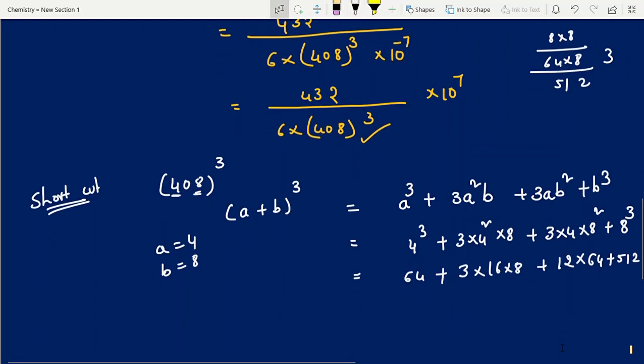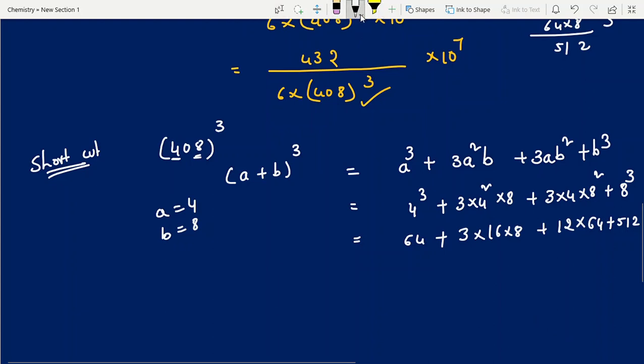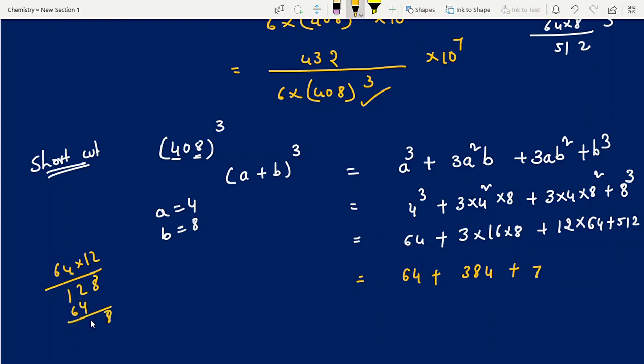Now come back to this one. What will we do in the next step? It will take a little lengthy, but the numerical part we have to do. They are not allowing calculators, we have to do it ourselves. Now you can add all these things. 64 as it is, 3 into 16 into 8, how much do you get? 384. Plus 64 into 12, you will get 768. 768 plus 512. See, the last point: only the last 2 digits, write only 2 digits, your important point.